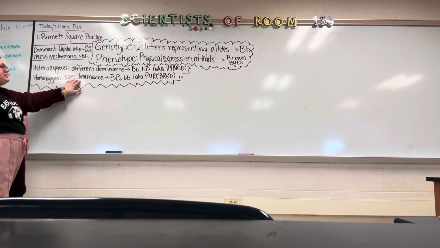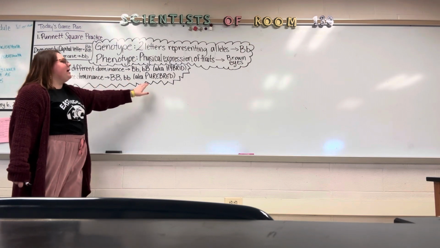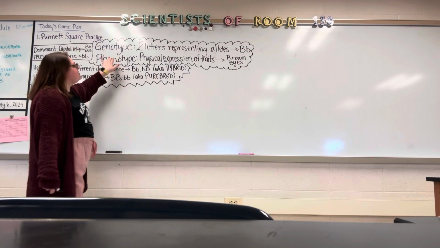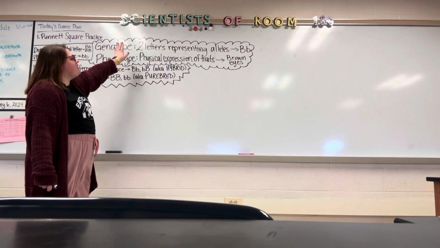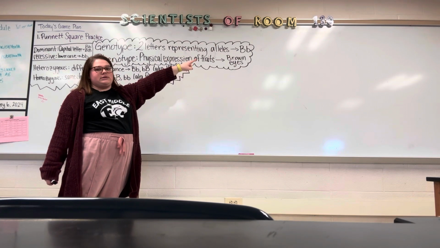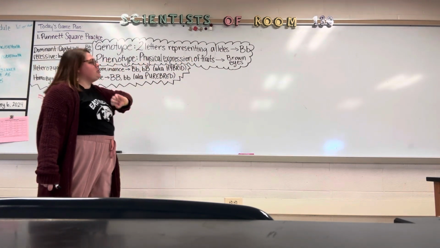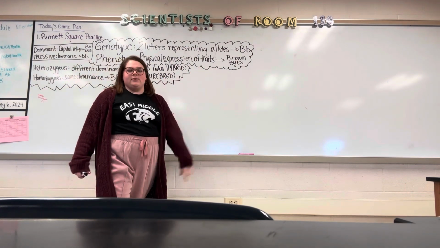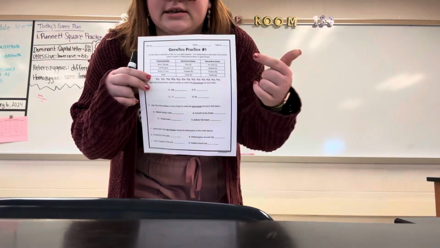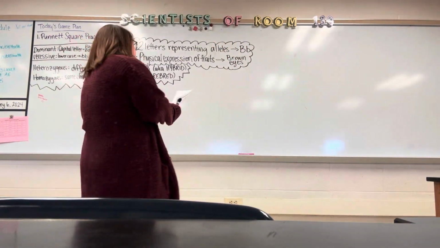Homozygous is the same alleles, means we have 2 capitals or 2 lowercase. And this is also known as purebred. Okay? Then we have genotype and phenotype. Genotype is the 2 letters representing alleles. Okay? So the example there, BB. A phenotype is the physical expression of the traits, such as brown eyes. Okay? You should be on the side of the paper that says Genetics Practice 1. There's a chart for us.